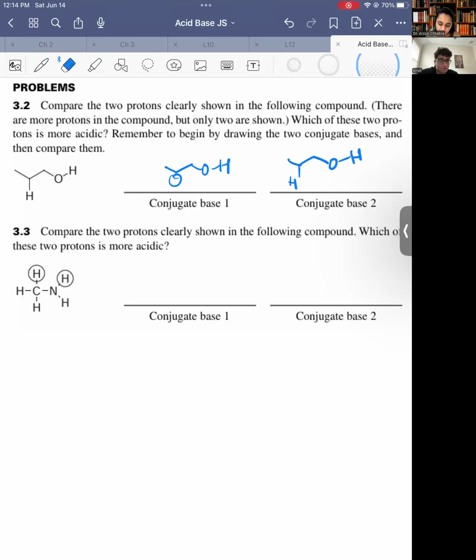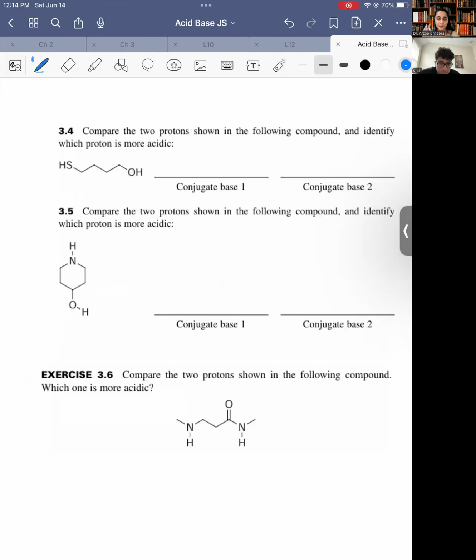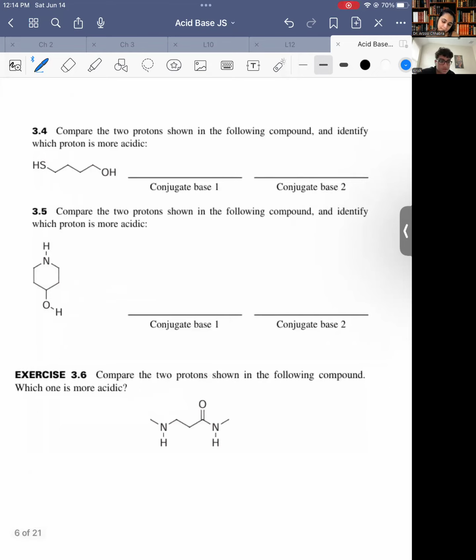There you go. Perfect. Nice. So you got that. I think the third problem is the same concept, so we're gonna skip over that. What about the third one? Actually, that's 3.4. That's important. So this is the one where you have to compare the size. In this case, the one with sulfur would be a stronger acid.